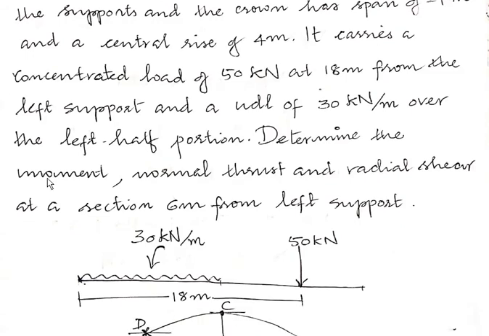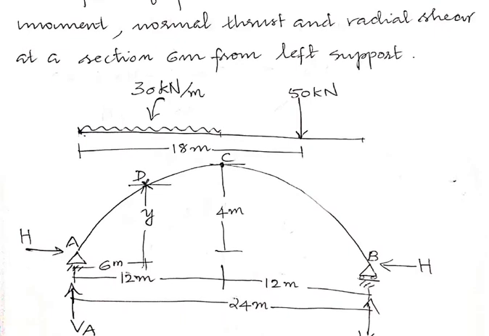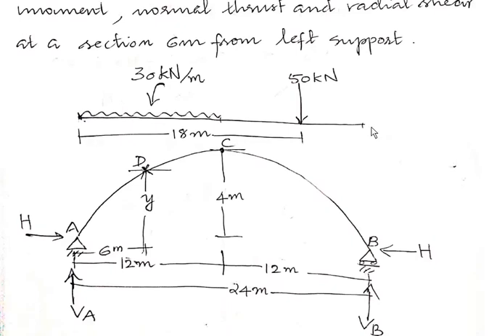So here we have to determine the moment, normal thrust and radial shear at a section 6 meter from the left support. So this is the section. These are the loads acting on the arch, and this span is 24 meter and the crown is here. The rise is 4 meter. So our section D is here at a distance 6 meter from the left support. So at this point D, we have to calculate the moment, the normal thrust and the radial shear. Okay, so that is the question given to us.